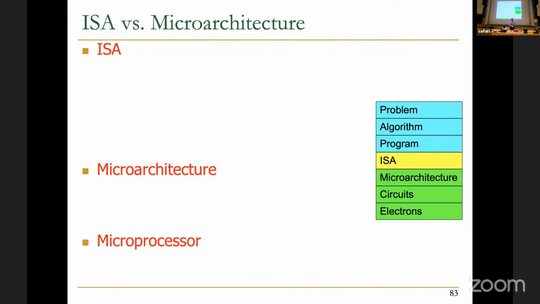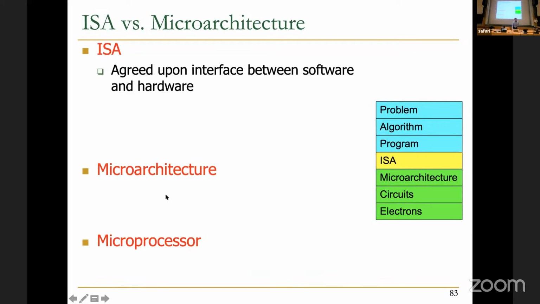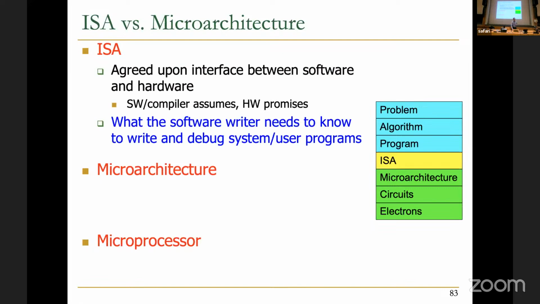So let's talk about this a little bit more. Basically, we've already said this, right? The ISA is the agreed upon interface. This is what the software and the compiler assume and the hardware promises. In other words, what the software writer needs to know to write and debug system or user programs. And software writer is defined broadly. It could be a compiler writer. It could be an assembly language programmer, right?